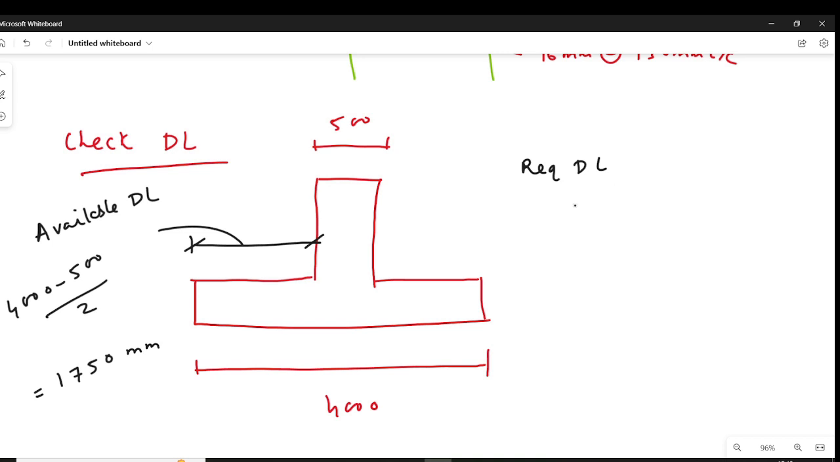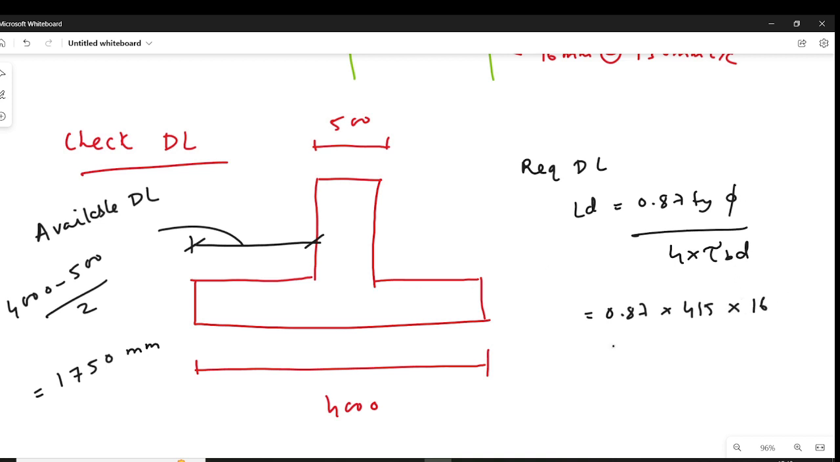Now required development length is LD equal to 0.87 Fy into phi divided by 4 into tau BD. 0.87 Fy, we have taken Hy as the bar, into the diameter of the bar we have provided in the footing is 16 mm, divided by 4 into tau BD. Tau BD for Fe415 is 1.2. It comes to 1203 mm. So available development length is more than the required development length, hence the check for development length is okay, and hence the design is okay.